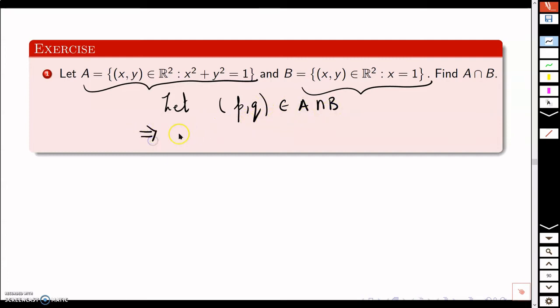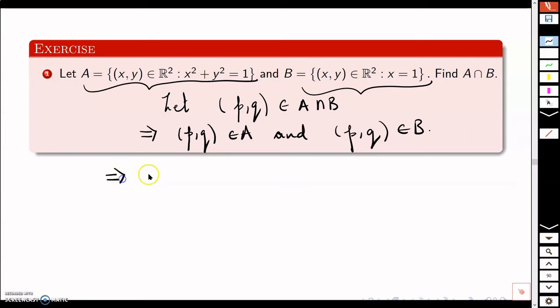Now this ordered pair (p, q) is in A intersection B. This means that the ordered pair (p, q) is in A and it is in B as well. Okay, so it is in both these sets. Now because it is in A, it will satisfy the equation p squared plus q squared equal to 1. So this implies p squared plus q squared is equal to 1. And because this ordered pair is in B, and the only condition on points of B is that the first element has to be 1, and that element here is p, that means p is equal to 1.